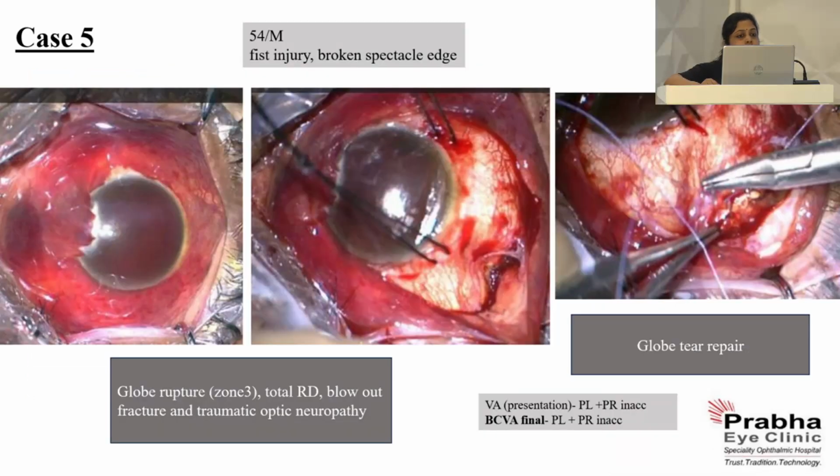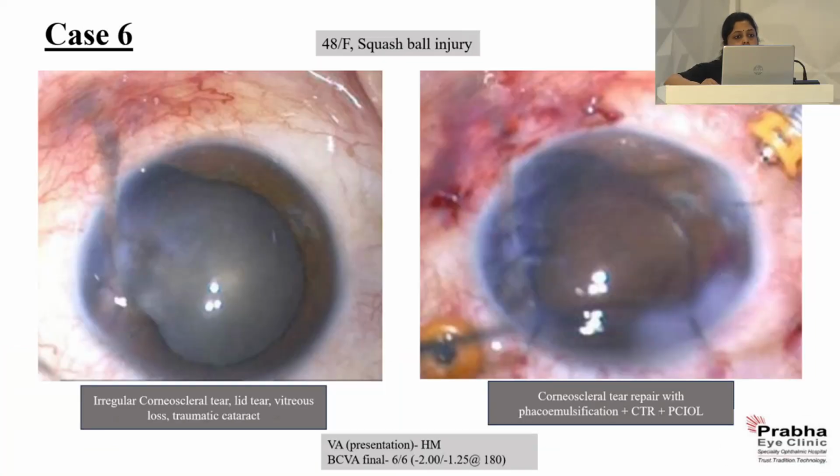This was a 54-year-old male who had a history of fist injury followed by the injury with his broken glasses. He had presented to us with a rupture in zone 3. This was again a female who had a sports injury. She presented to us with an irregular corneoscleral tear in the inferior quadrant along with a lens involvement.